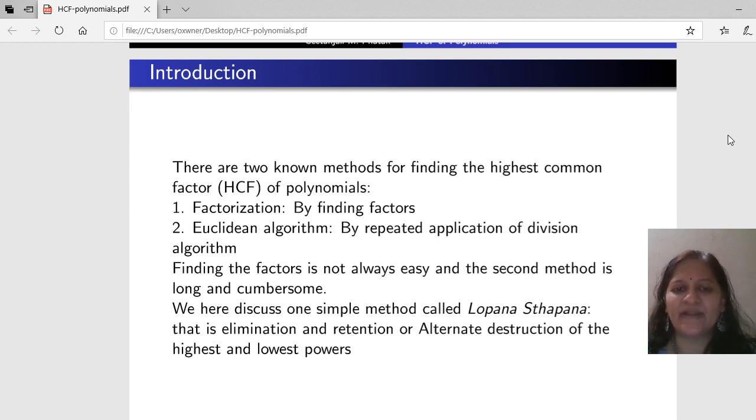Now there are some problems with these two methods. Finding the factors is not always easy, and the second method is too long and cumbersome. So many calculations are involved in these methods and direct factorization is sometimes very difficult. So here we discuss one simple method based on Vedic mathematics. That method is called Lopana Sthapana method, that is elimination and retention or alternate destruction of the highest and lowest powers.